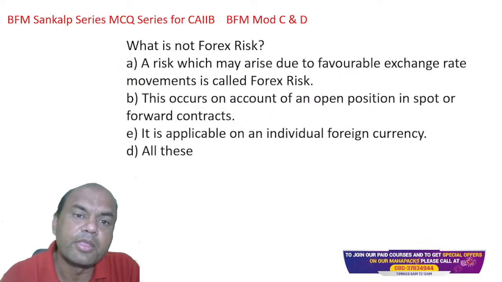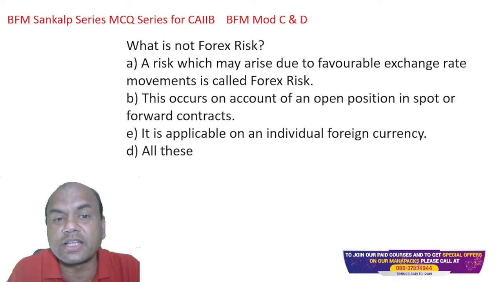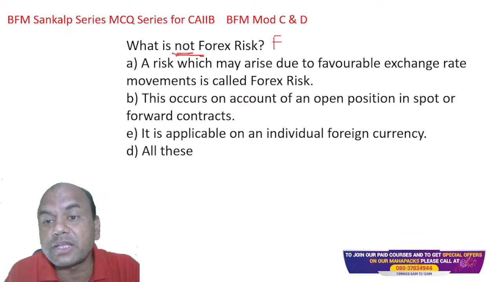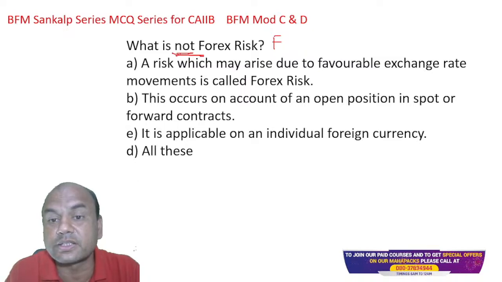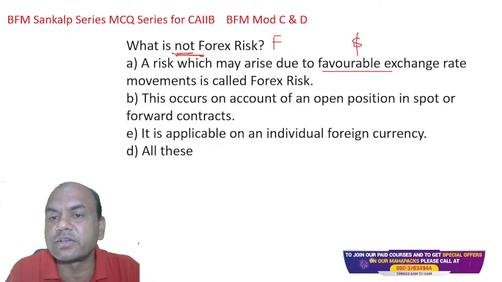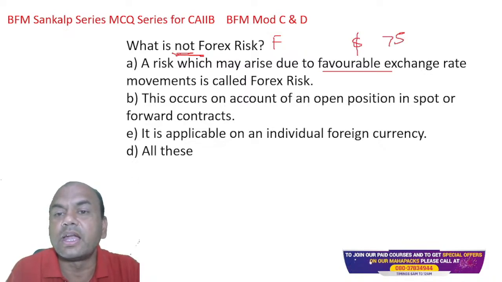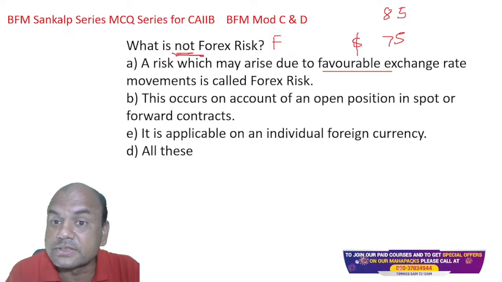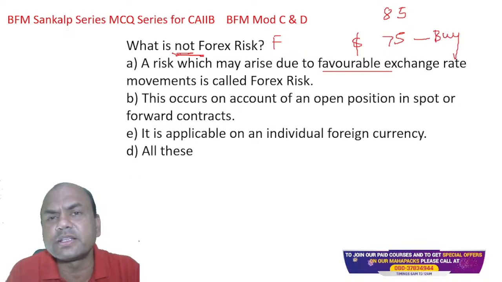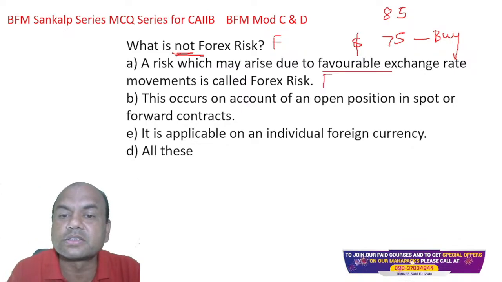What is not a forex risk here? That's why they ask you these negative questions. We want the 'not'. False again. A risk may arise due to favorable exchange rate movements in the forex. It's called forex risk. Favorable means I buy a dollar for, let's say, 75 rupees, and now the dollar rate is 85 rupees. Is this a risk to me? I have purchased it at this rate and now the rate is 85. It is good for me, isn't it? So this is not a risk. This is false, and this is what I want.